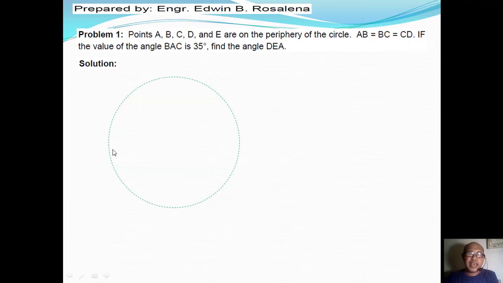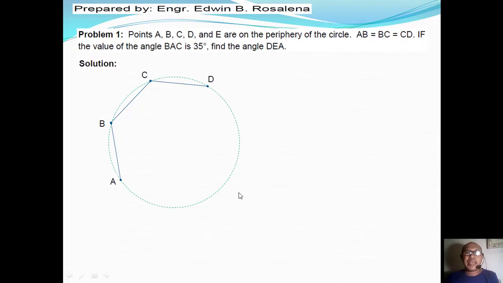So let us say, I have here point A, then I can draw AB. Then BC, somewhere here, yung C. Then AB equal to BC, so the same length as AB. So I have here C. CD is also the same length as AB and BC. So possible D is somewhere here.